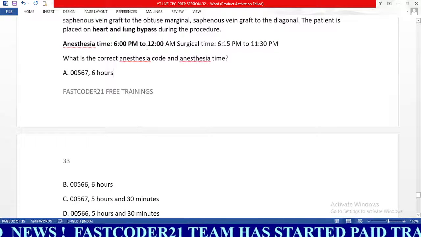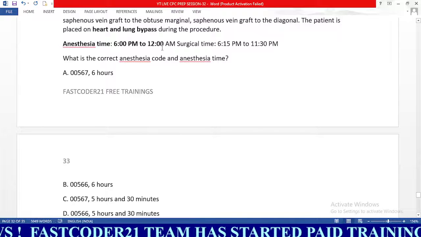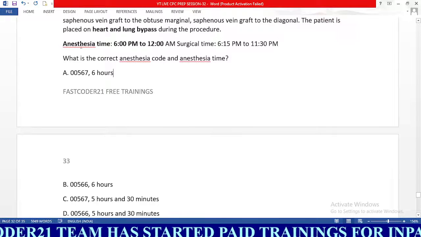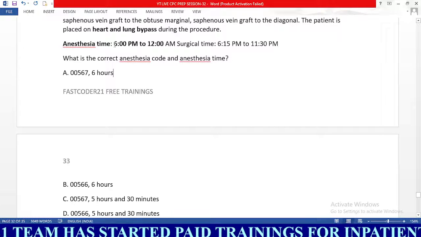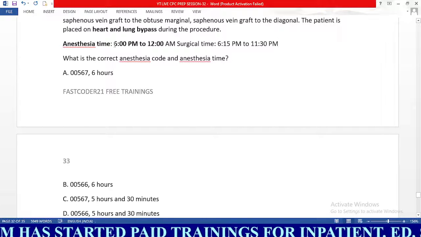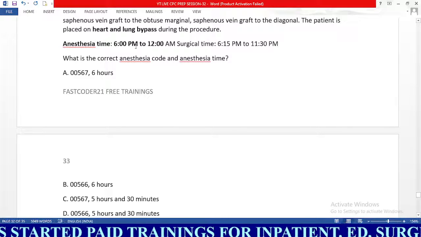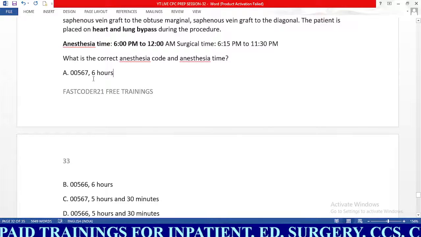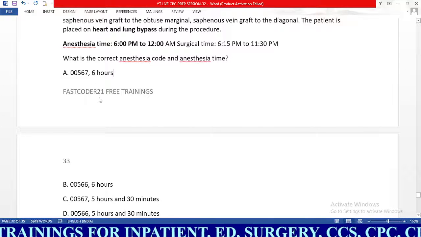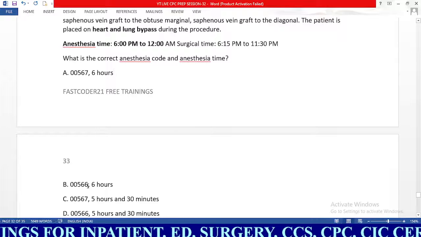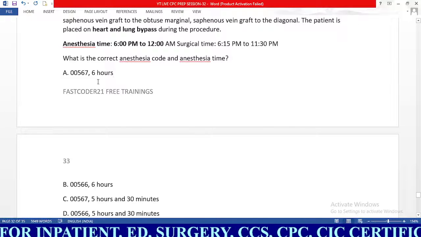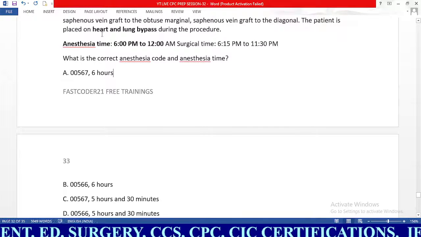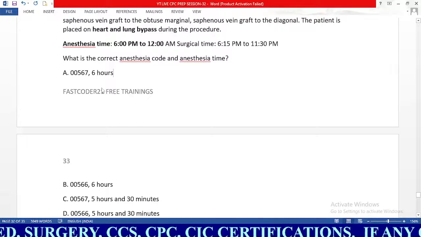Here see, 6 p.m. to 12 a.m. We need to check the anesthesia time, not the surgical time. You need to calculate anesthesia time while we are coding for anesthesia. 6 p.m. to 12 a.m. is 6 hours, and 00567 is for a procedure performed using the pump oxygenator. 00566 is without pump oxygenator and 00567 is with pump oxygenator. So our answer is A. Remember, all guys?